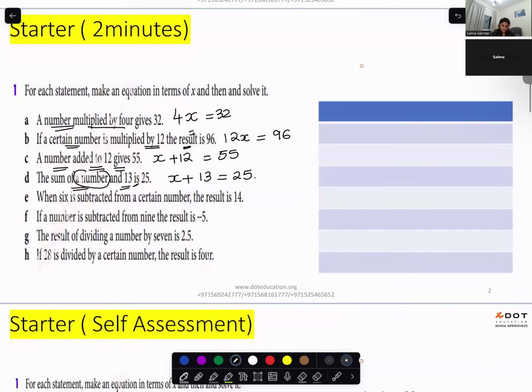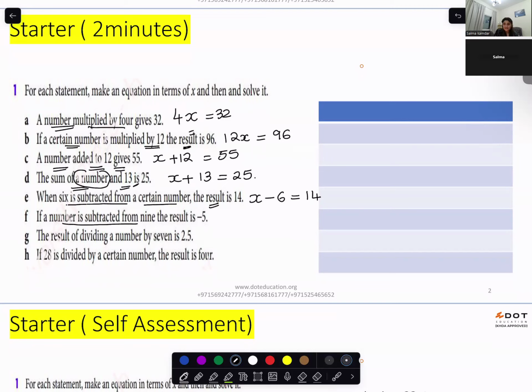Let's see the next one. When 6 is subtracted from a certain number. So I want to have a certain number. When I subtract 6, result means is equal to 14.